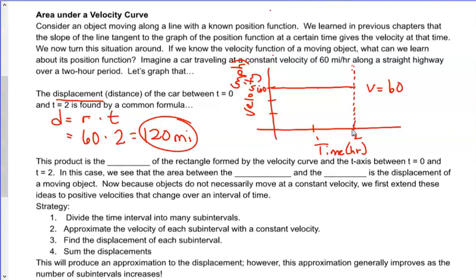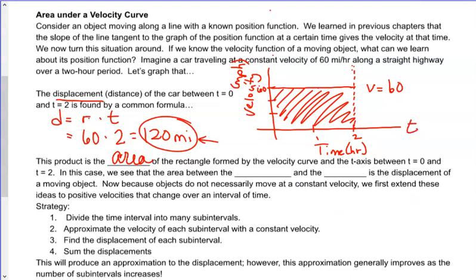That is the 2 times the 60, which would in turn give me the distance that I have right over here as 120. So here is what we want to do. This product is the area of that rectangle that's formed by our velocity curve and our t-axis.